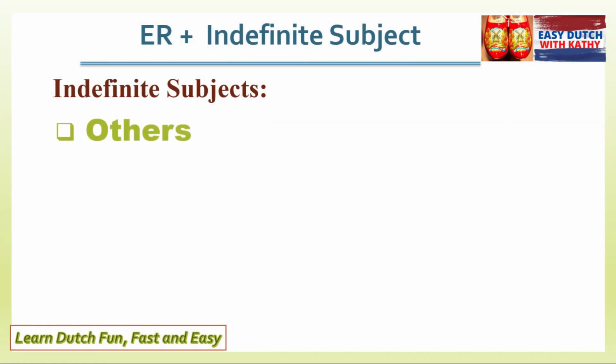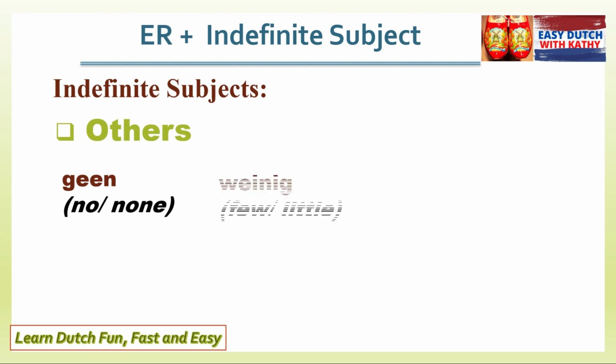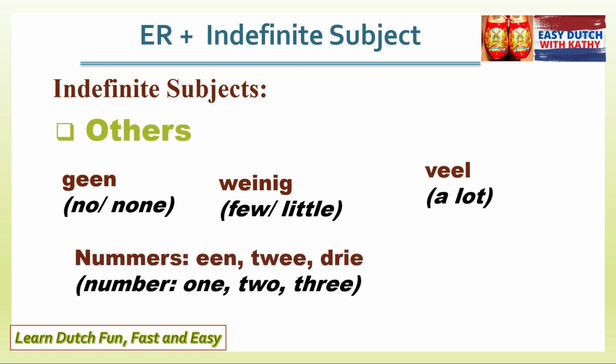It also includes many other words like geen, which means no or none. Weinig, few or little. Veel, a lot. Or numbers like 1, 2, 3, etc.